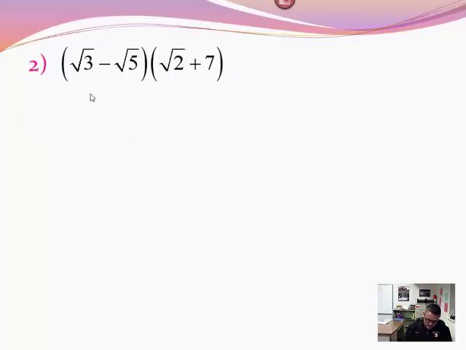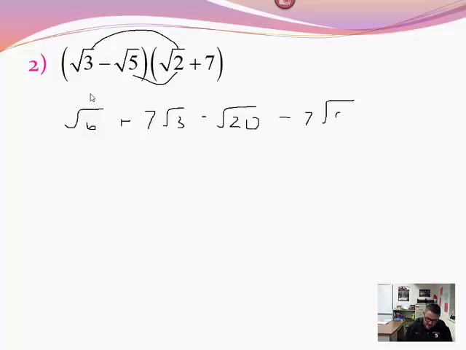Okay, next problem. So when I have this binomial times the binomial, just FOIL through. So square root of 3 times square root of 2 is the square root of 6. And the outer would be 7 square root of 3 plus 7 square root of 3. The inner would be minus square root of 20. And the last would be minus 7 square root of 5.